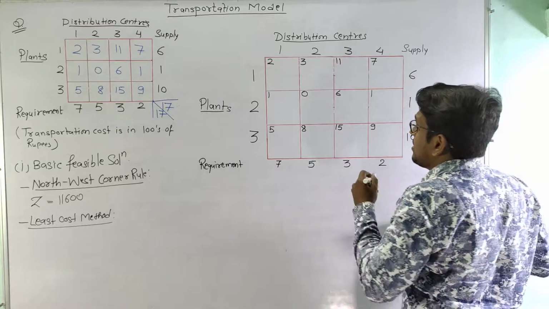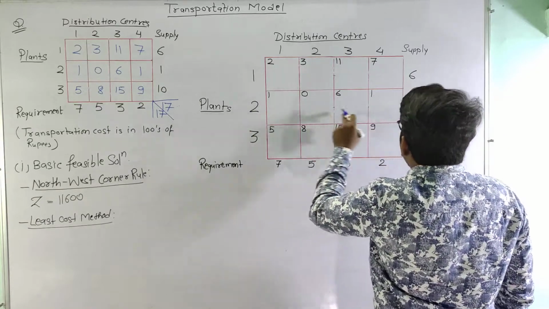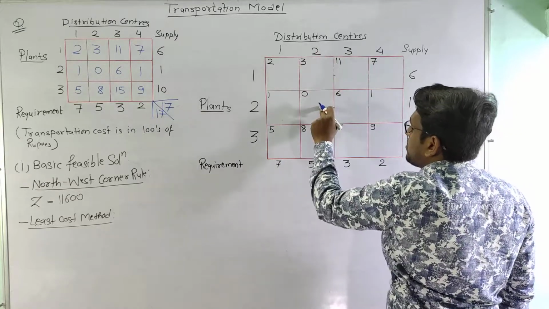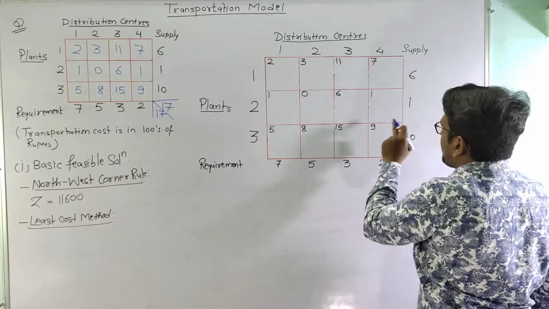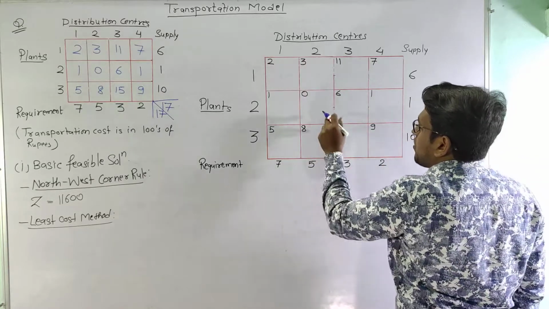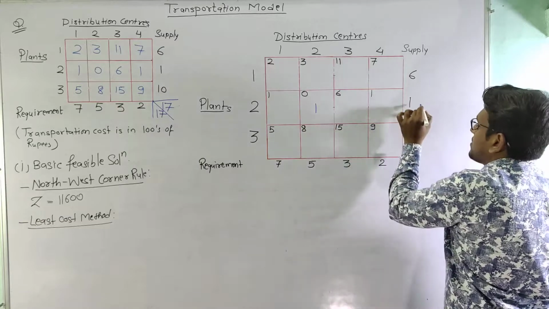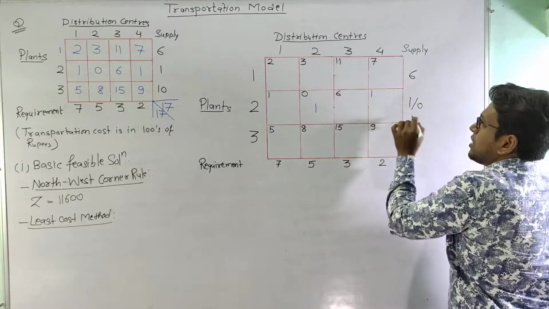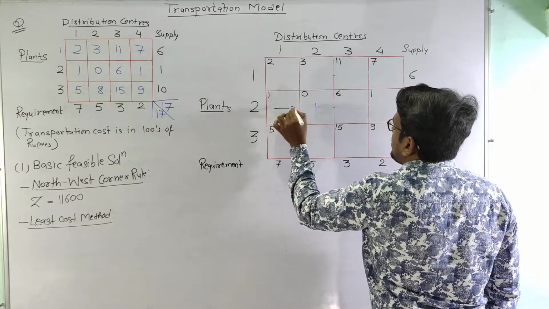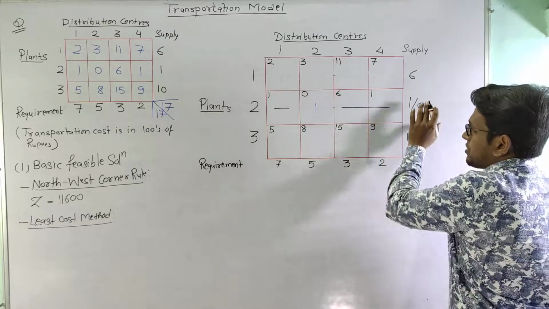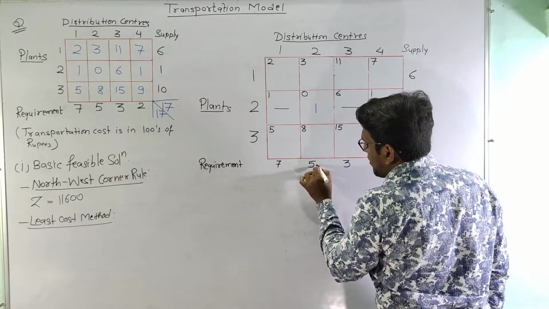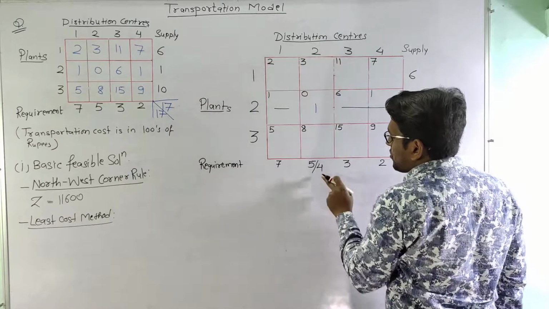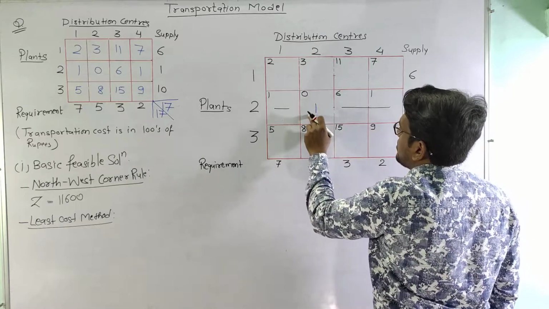In this particular cell we can see that plant 2 has a supply of 1, and distribution center 2 has the requirement of 5. So out of 5, 1 can be fulfilled. So we have allocated 1 here, so that this will become 0, and no other allocation can be done here. Similarly, out of 5, this has been reduced to 4. Now distribution center 2 requires 4 as 1 has been fulfilled.